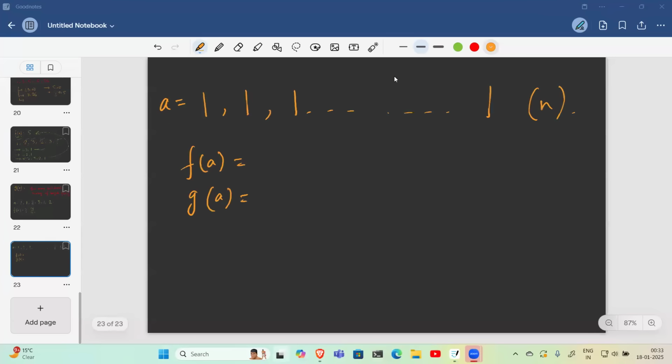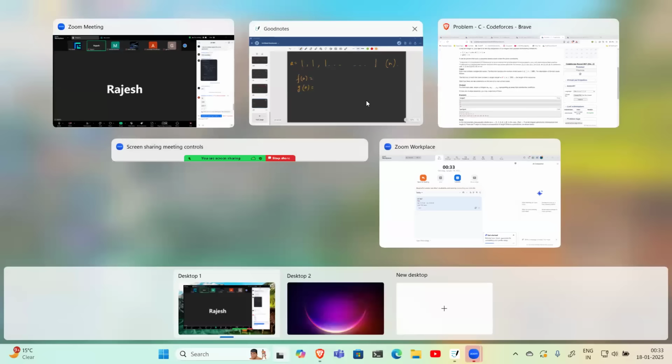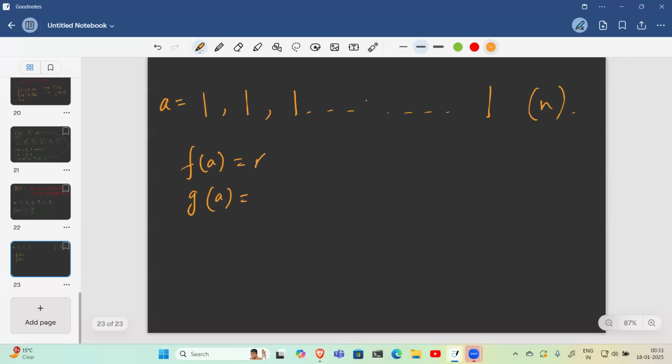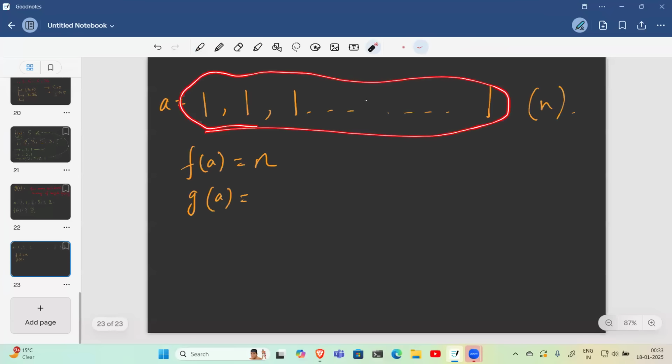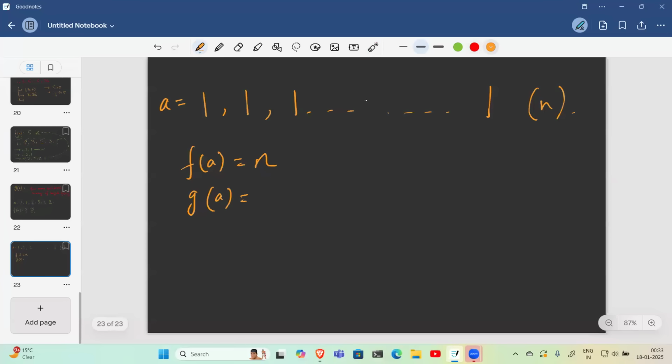Anyone? N and 1. Correct. F of a is n. So what is the length of the longest palindromic subsequence? You simply take all the elements, right? So it is n. And the value of g of a is 1, right? Because there is only one subsequence of length n, that is the entire array itself. So you can't have more than one subsequence. So this is kind of useless.